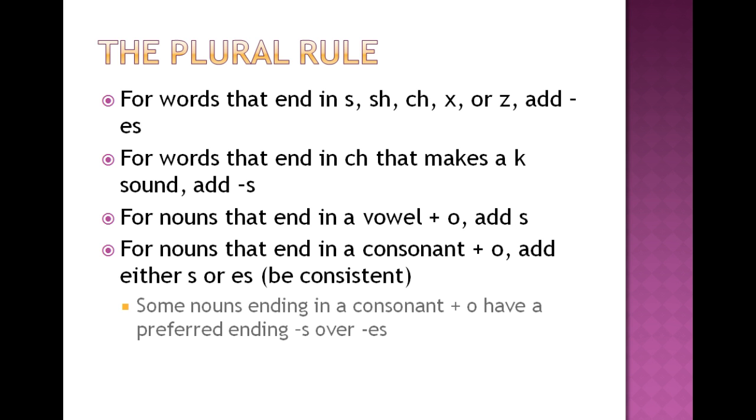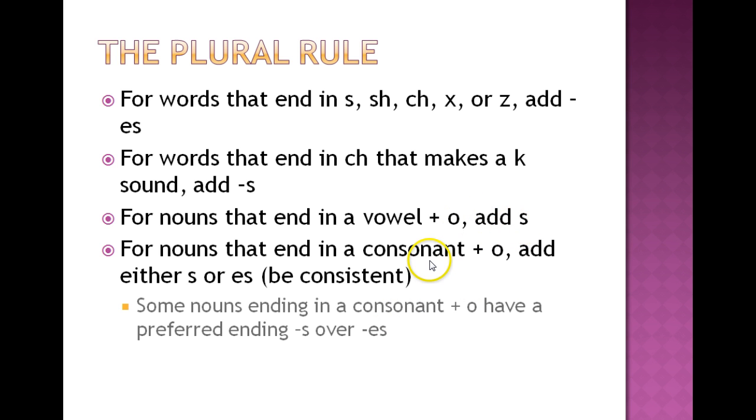Okay, to sum up these rules, if the word that you are making plural ends in s, sh, ch, x, or z, you're going to add es. Keep in mind, English always has an exception, and we're noting here that for words that end in ch that makes a k sound, you want to add an s. For nouns that end in a vowel, a, e, i, o, or u, and then o, you want to add s.